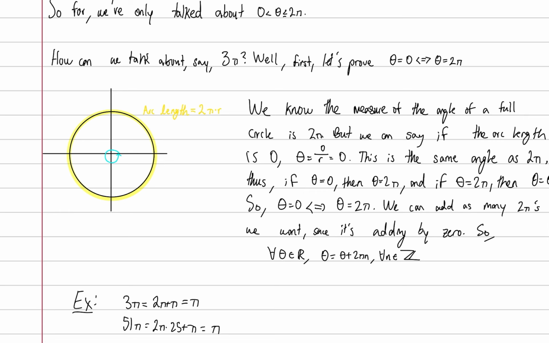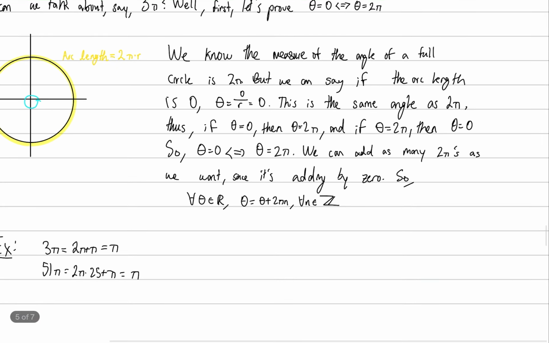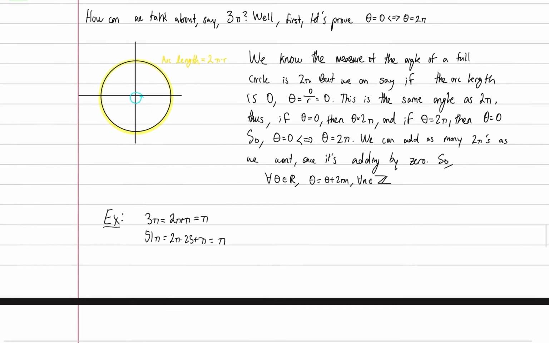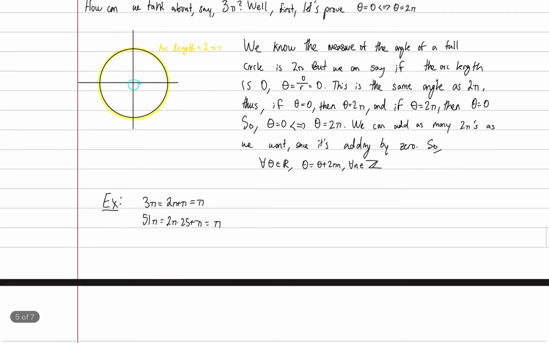Now, we know that the measure of an angle of a full circle is 2 pi. We already proved that. But if the arc length is 0, then the angle is 0 over the radius, which is just 0. And it's the same exact angle as 2 pi because the terminal ray is the x-axis. It's the right side of the x-axis for both angles, so they're the same angle.